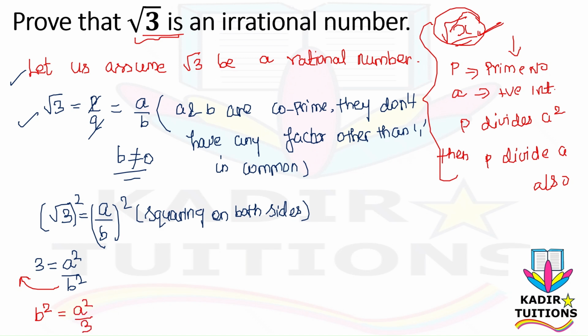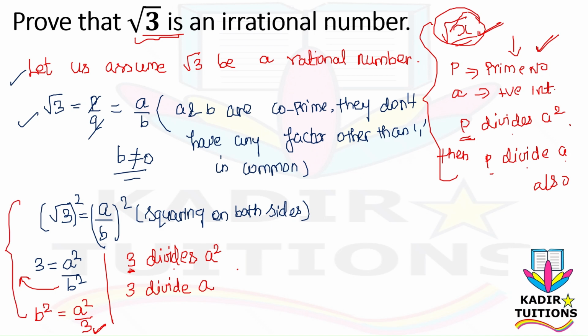What is the meaning of b square equal to a square by 3? What is 3 over here? Can I say it's a prime number? Yes, so 3 divides a square. So what we are concluding here is that 3 divides a square. Here we are going to use this particular theorem. If a prime number divides a square, then the prime number divides a also. If 3 is a prime number and 3 divides a square, then 3 divides a also. Understood? So 3 divides a. You can consider this as the second step, and just mark this equation as 1.